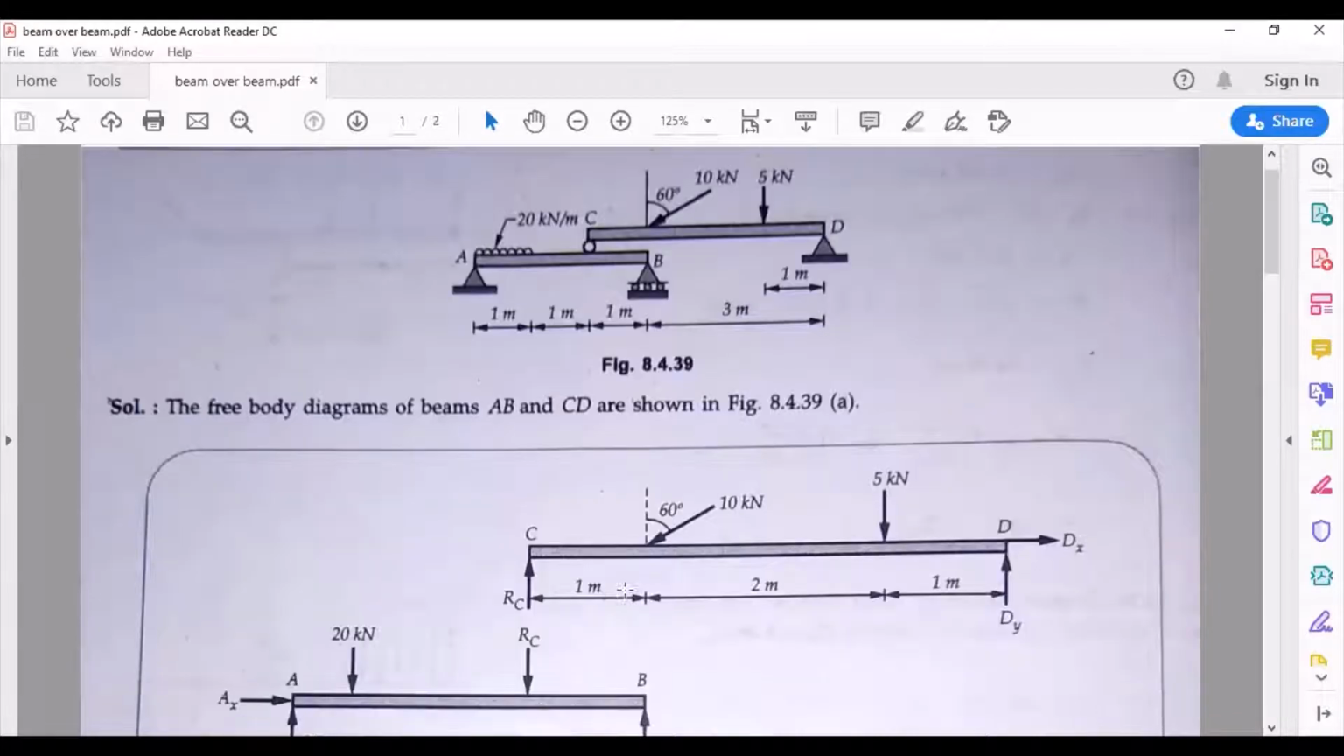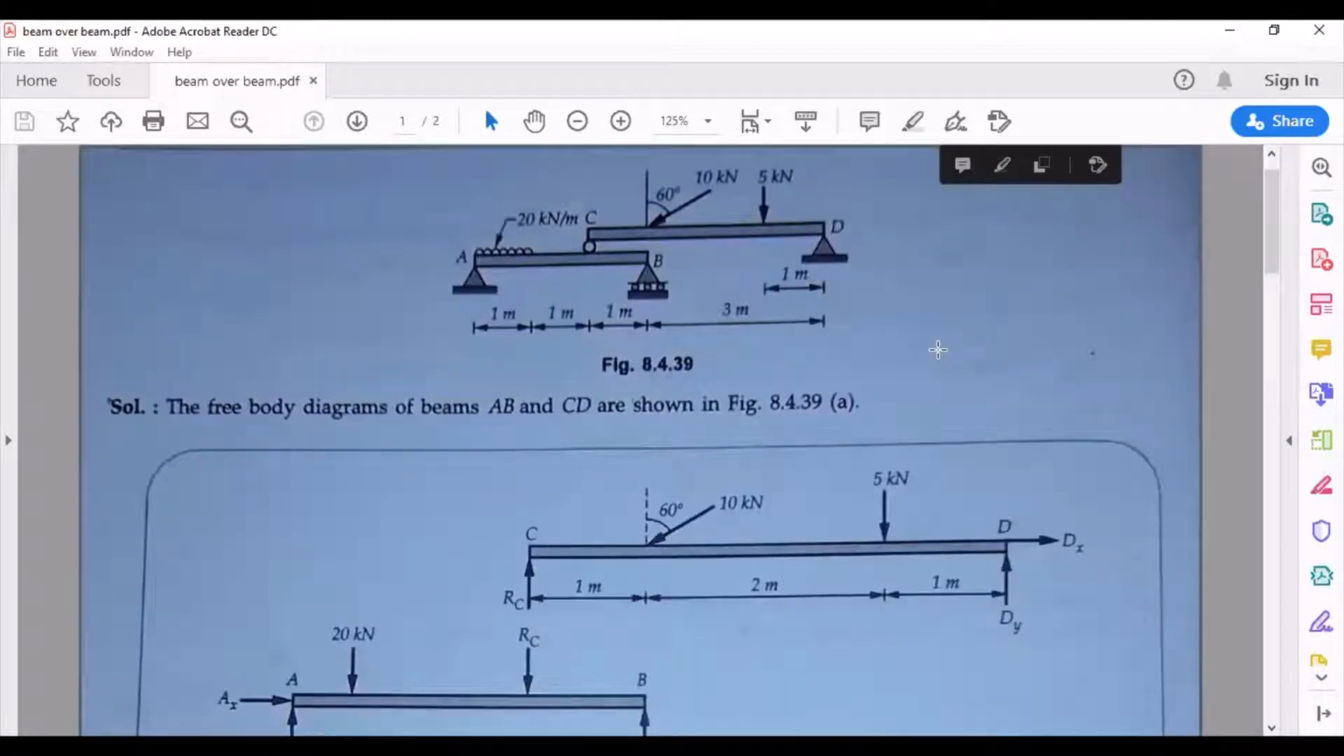So you can see in the free body diagram that this roller is being replaced by a reaction, that is reaction C. This reaction C acts as a reaction to beam CD, whereas it acts as a point load to beam AB. Only that is the difference.